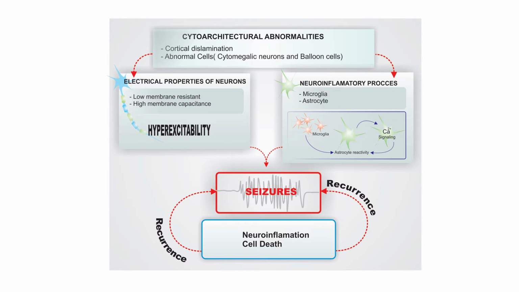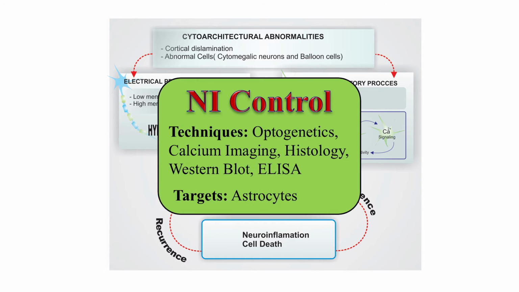Most of these diseases are linked to the development of inflammation, that is triggered probably by the existence of a lesion. So we have a group that uses optogenetics, calcium imaging, and histology mainly to study astrocytes and how astrocytes are involved in the inflammatory process. One of the main interests in this group is to understand how a lesion triggers the perpetuation of seizure in epilepsy.